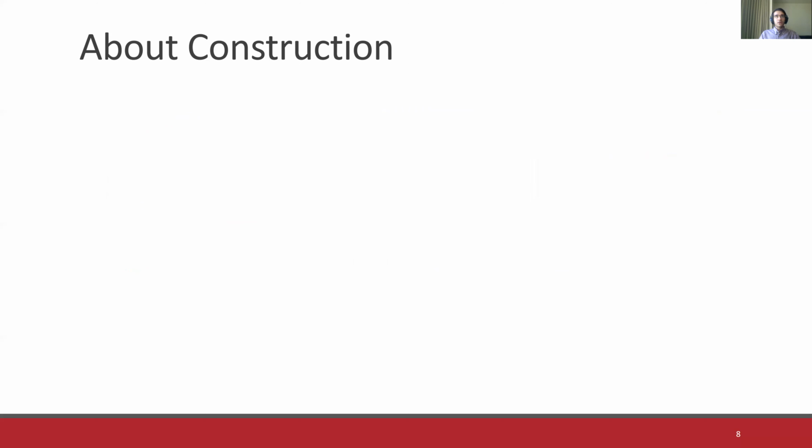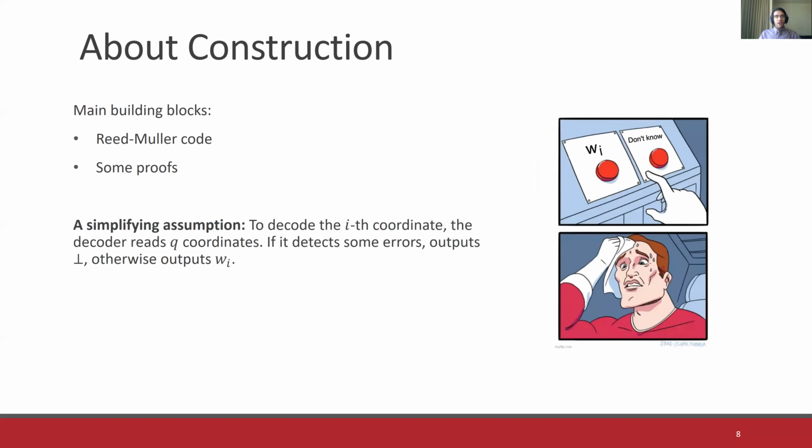So let's talk about the construction a little bit. There are two main building blocks in this construction. The first one is Reed-Muller code, and the second one is some proofs that we use throughout the construction. And we have a simplifying assumption. Suppose we want to decode the ith coordinate. We assume that the decoder reads q coordinates of the noisy word, and if it detects that some errors are going on, then it just gives up and says don't know. Otherwise, it outputs the ith bit of the given word.